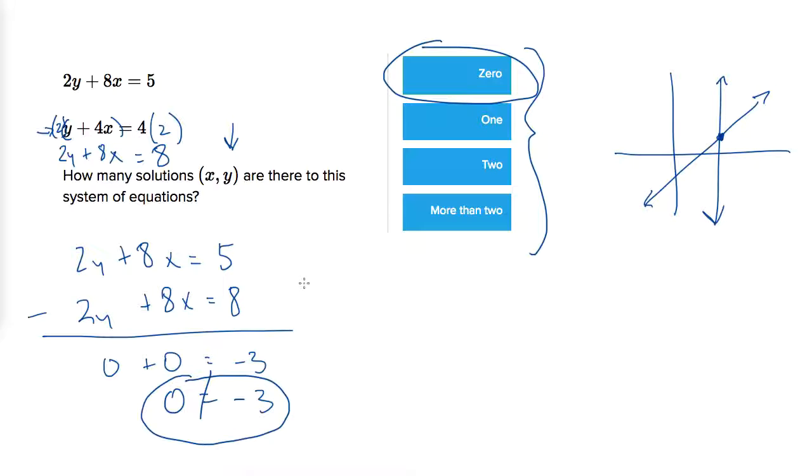So what does that actually mean? Well, it means that these are parallel lines. So if you were to put both of these into y equals mx plus b form, the slope would be the same. And the only thing that's different is the intercept where they cross the y-axis. So there's no solution because they're parallel lines.